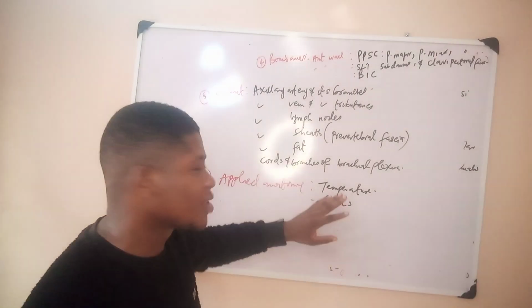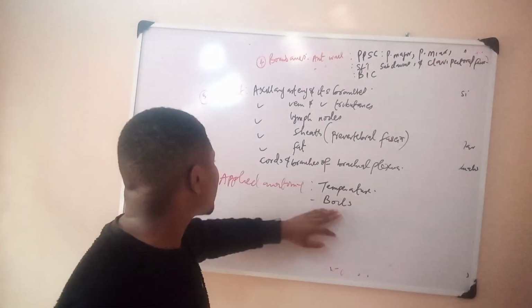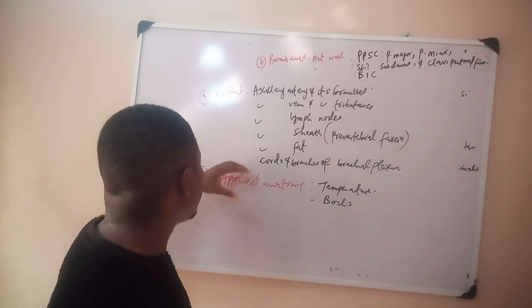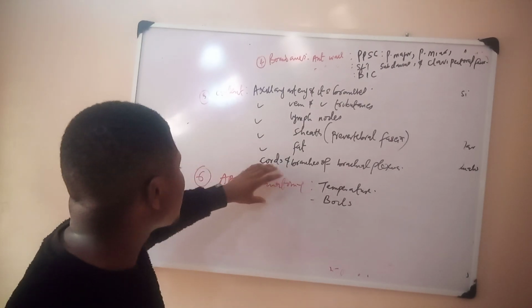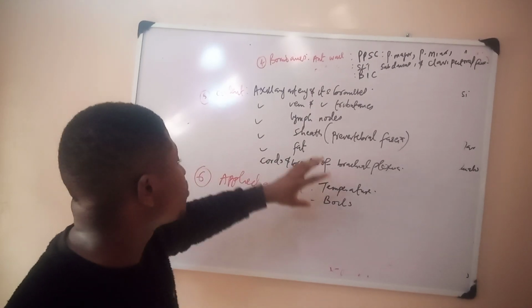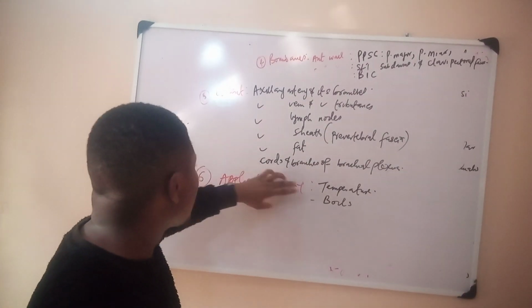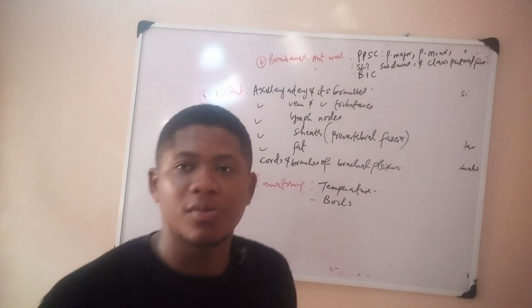So I think that is all for this axilla. In the next video, that is spaces of upper limb part 2, we'll talk about cubital fossa. Then the last part we'll talk about applied anatomy. So stay tuned. Thank you.